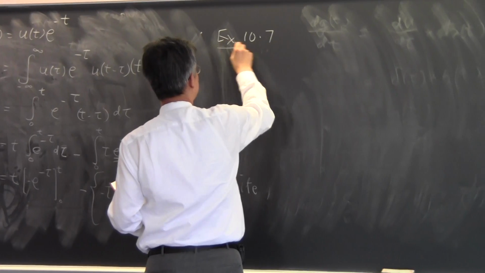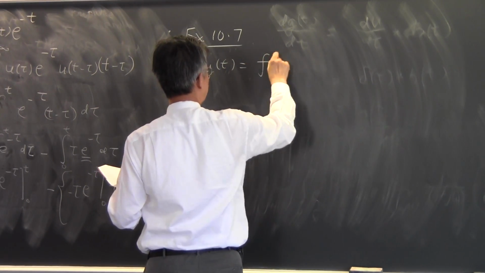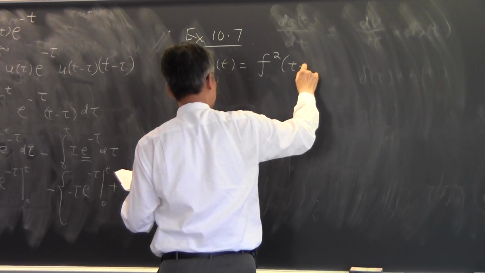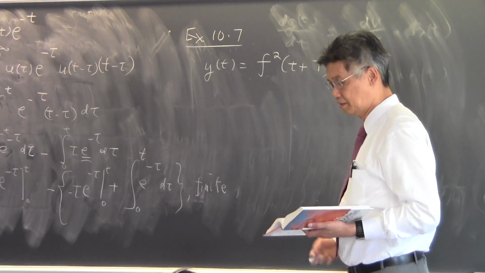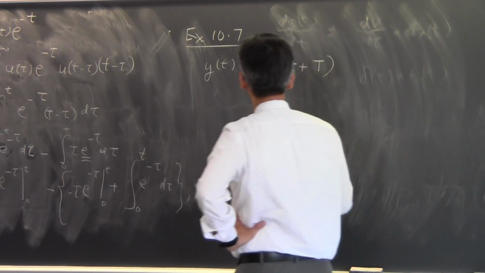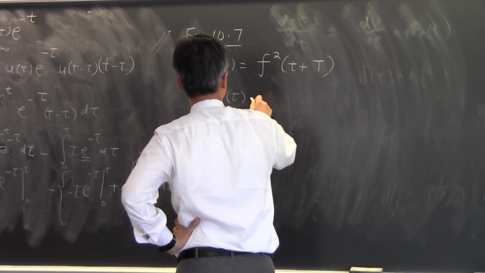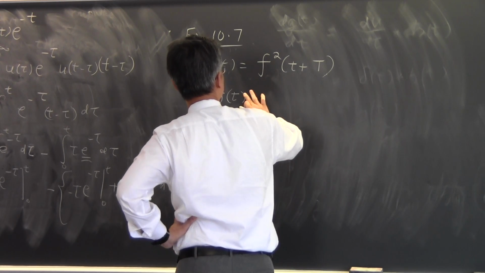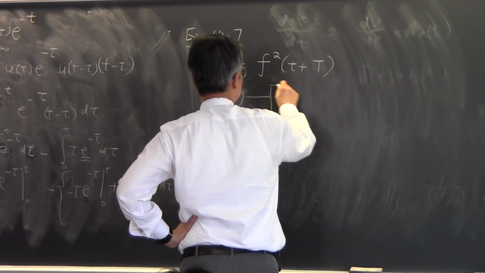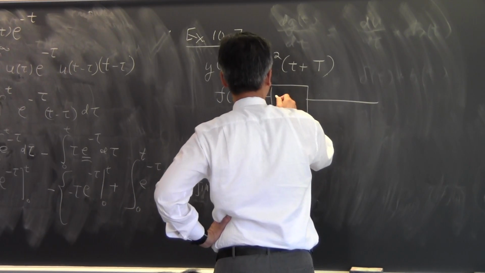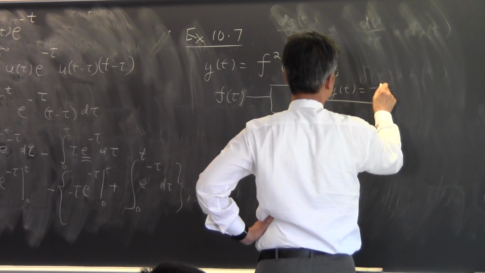So if I do example 10.7, you're given that the output y(t) is f squared of (t plus capital T). Is this time invariant? Is this linear? Time invariant can be proved very easily. Suppose that f(t) is the input to this system, and then you get a system, and the output is equal to this.